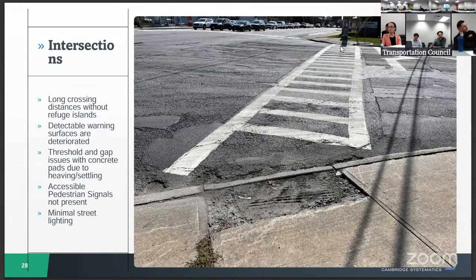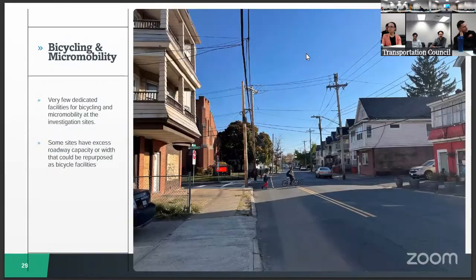Missing accessible pedestrian signals are pretty common, and again, street lighting issues. I want to touch very briefly on bicycling and micromobility infrastructure. There's very little of it at any of the sites that we investigated, but some sites have excess capacity. Either the roadway itself is wider than necessary for the number of lanes, or the lanes themselves are wider than standard, or there are multiple lanes. In most cases, it's simply a little bit of excess room here and there.